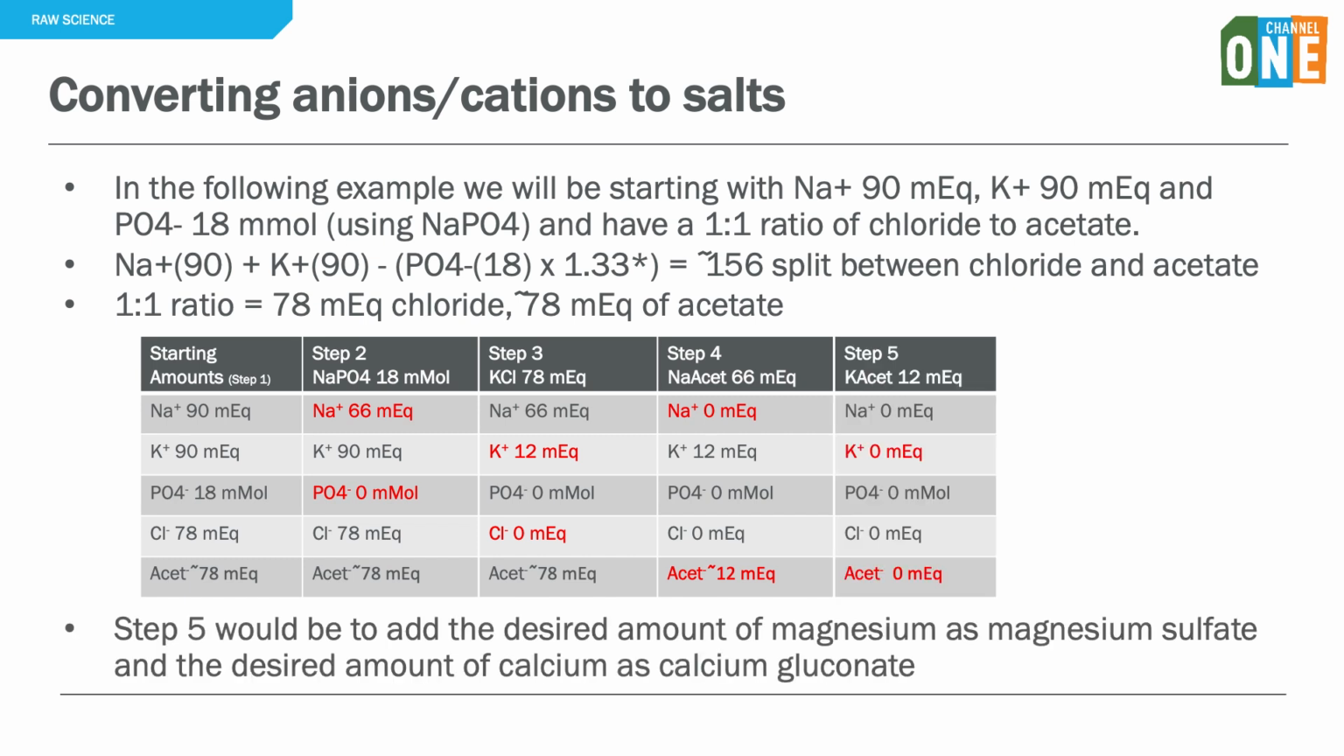Step 5 would be to add the desired amount of magnesium as magnesium sulfate and the desired amount of calcium as calcium gluconate. This concludes the Channel 1 on-demand nutrition education topic, fluids and electrolytes, and parenteral nutrition solutions.